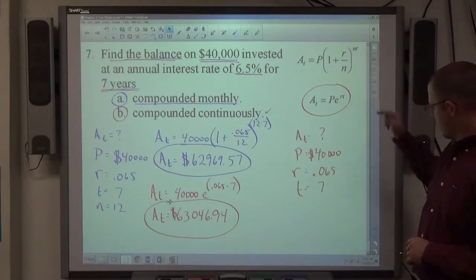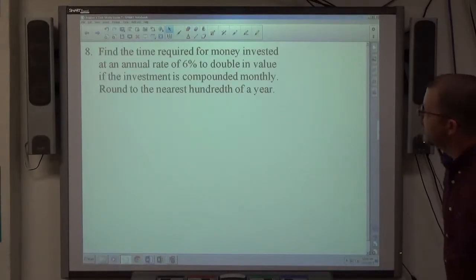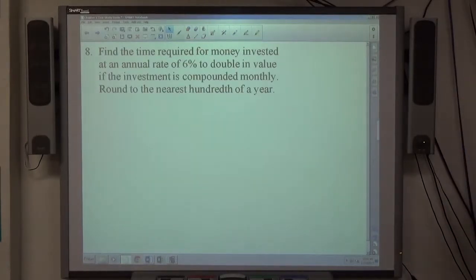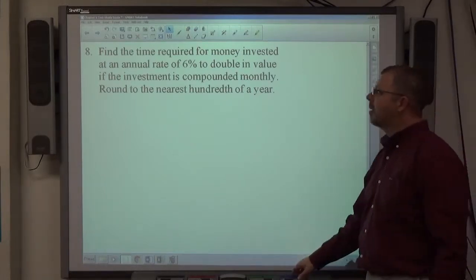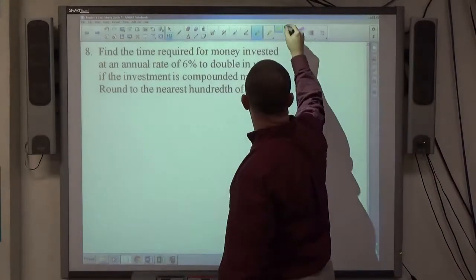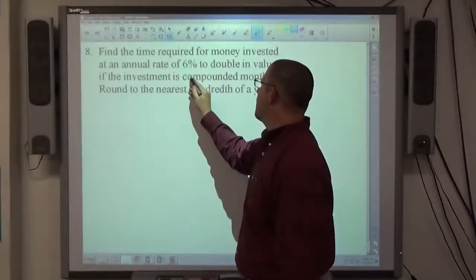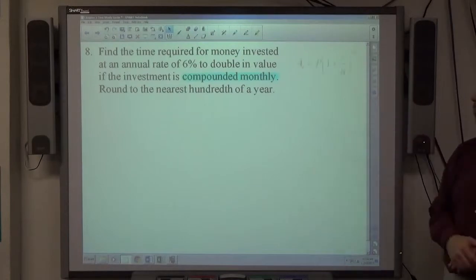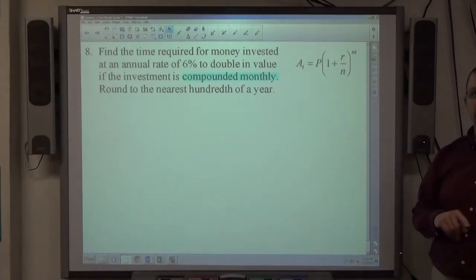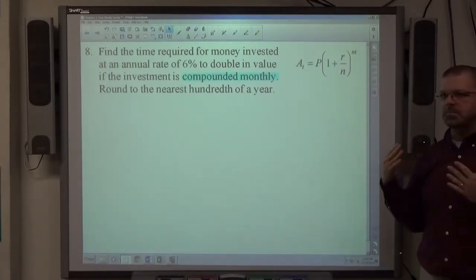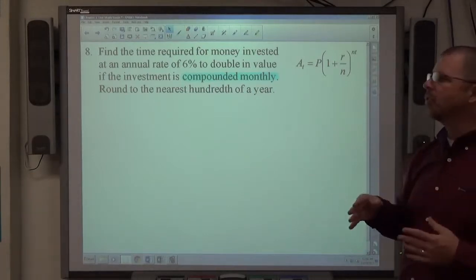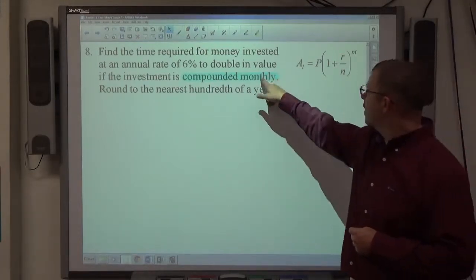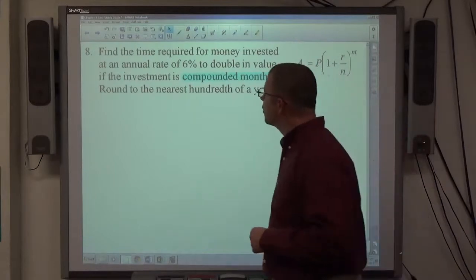So number 7, know which formulas to use. Number 8. Find the time required for money invested at an annual rate of 6% to double in value if the investment is compounded monthly. So as soon as you start seeing investments, you want to worry about how it's compounding. This says compounded monthly. Monthly is this formula again. Monthly, daily, yearly, hourly, semi-annually, quarterly, any of those. If it doesn't say the word continuously right here, it's going to be this formula for those problems.